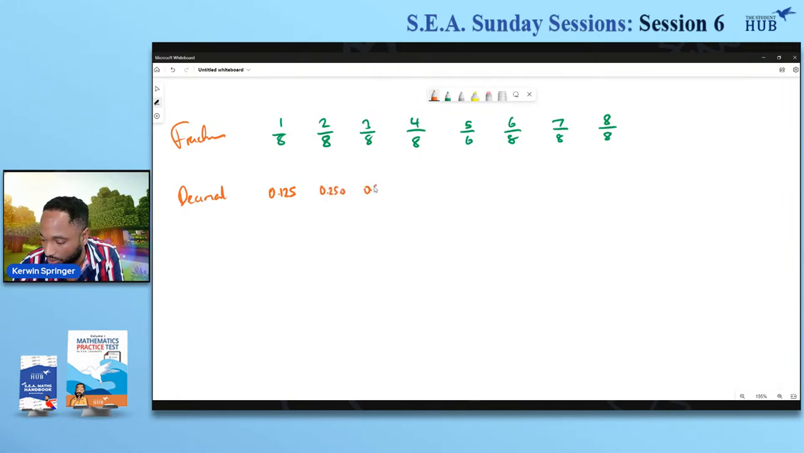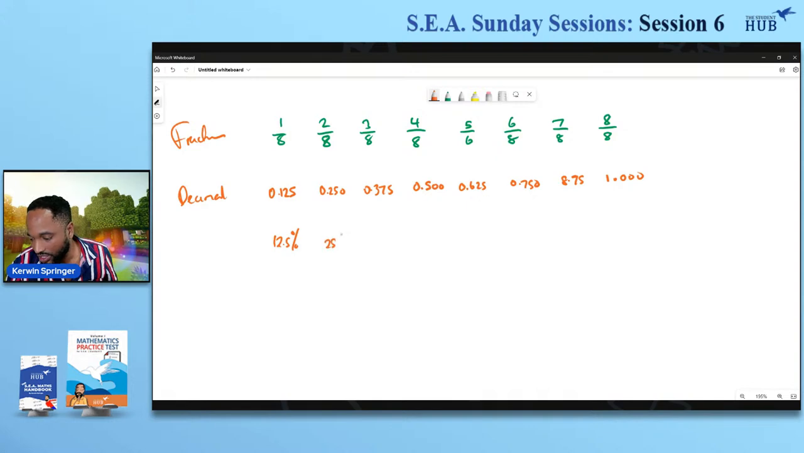0.250, 0.375, 0.500. Of course, these zeros are not needed, but I'm just putting them in. 0.625, 0.750, 0.875, and 1.000. And as a percentage, you'll just need to shift it across a little bit.